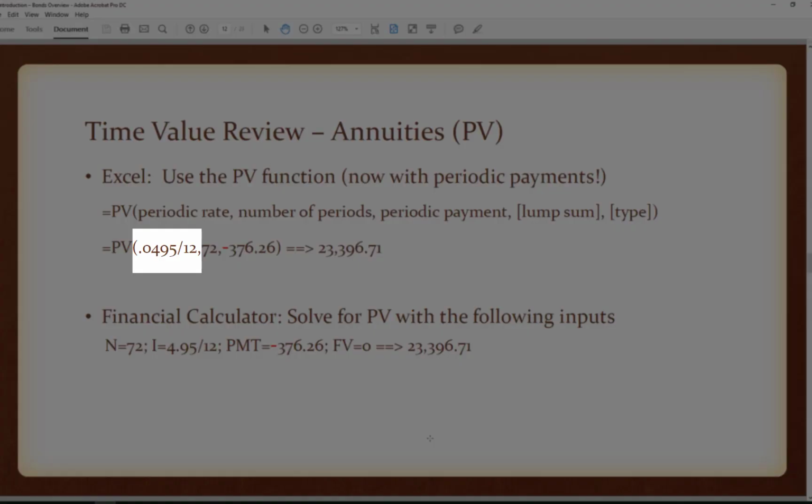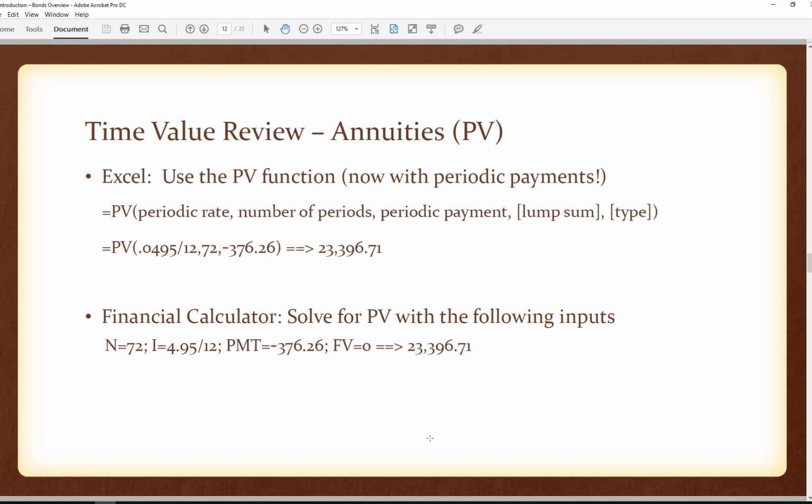So let's look at what I did here. The periodic rate, again, I mentioned I'm taking the 4.95% annual rate. I'm dividing that by 12 to get to the periodic rate, the monthly rate. The next input is the number of periods. There's 72 of those. The periodic payment is a negative 376.26 because I'm making that payment every month. So I don't need the lump sum. There's not any payment that's going to be happening at the end of all this. And the type, I can ignore that as well. So those three inputs are sufficient, and I get the same answer, 23,396.71.